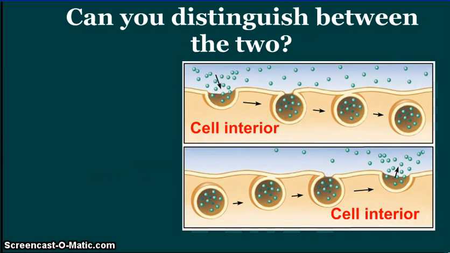Now, can you distinguish between the two? Which one is endocytosis? Which one is exocytosis? I hope you said that this one is endocytosis, movement into the cell, and this one is exocytosis, movement of molecules out of the cell.